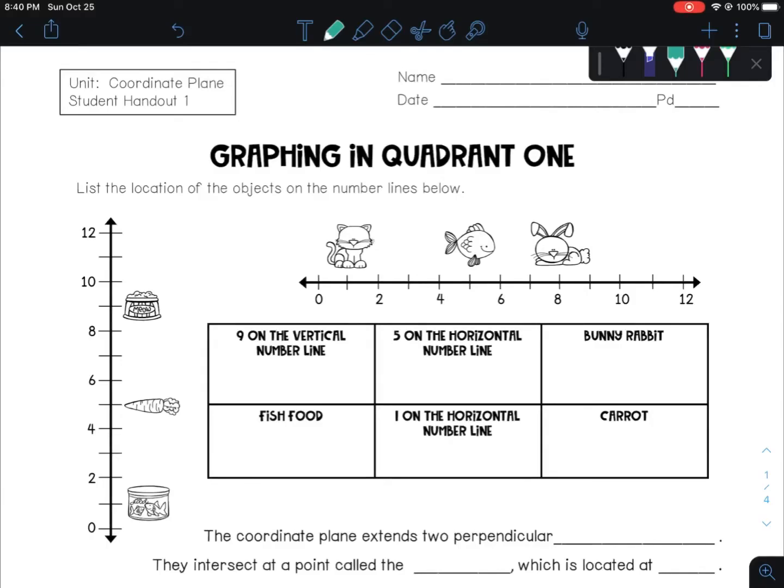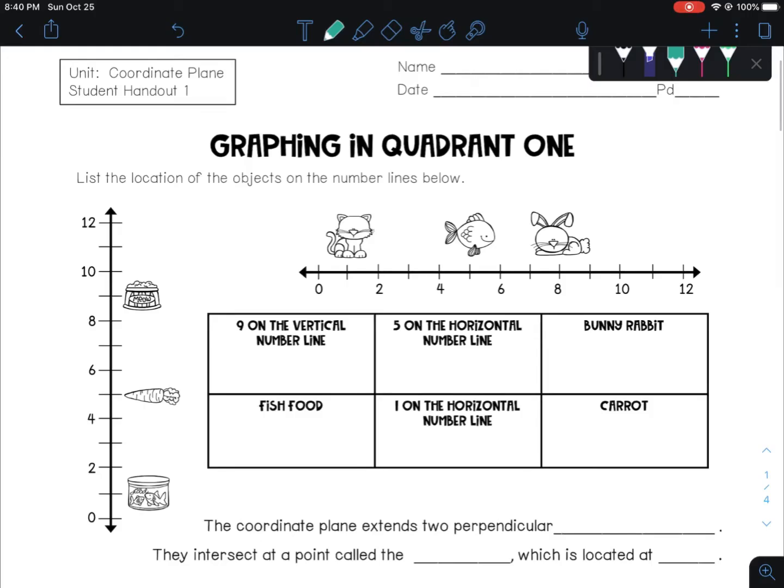The first lesson in our coordinate plane unit, Unit 4, is called Graphing in Quadrant 1. This is just the type of graphing that you would have done last year, so we're starting with some review. So to start, let's look at these two number lines. We have one that's horizontal, and we have one that's vertical. So horizontal is left and right, vertical is up and down.